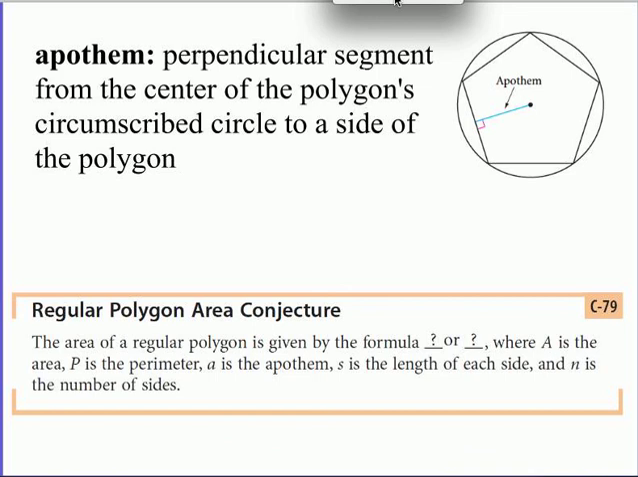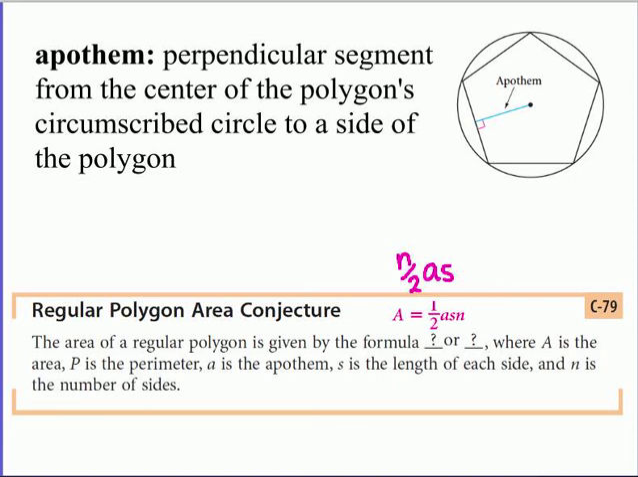Now we're going to talk about the regular polygon area conjecture. It says the area of a regular polygon, just like the ones we just looked at, is given by the formula blank or blank, where A is the area, P is the perimeter, A is the apothem, S is the length of each side, and N is the number of sides. We already have one of them: 1/2 ASN, or N over 2 times AS. That's the same thing. Now we're going to write it in terms of perimeter.